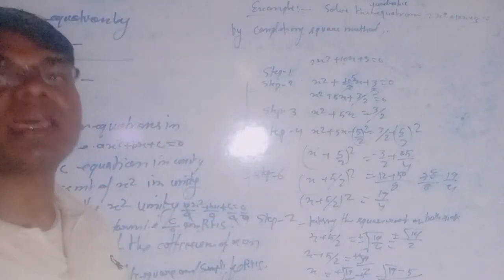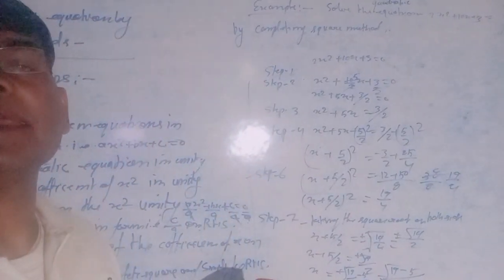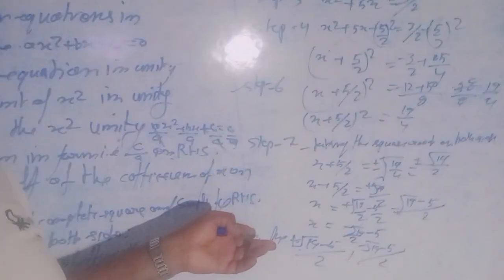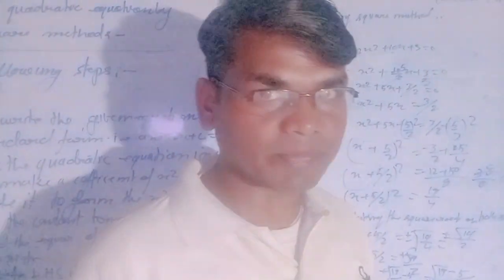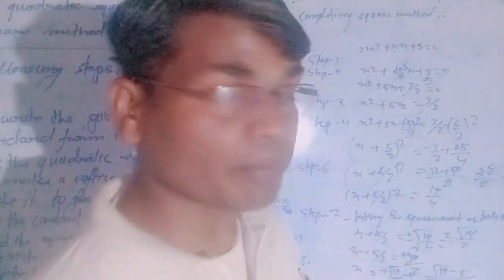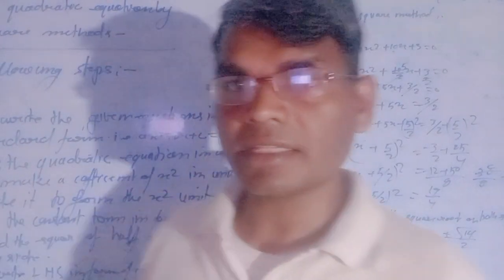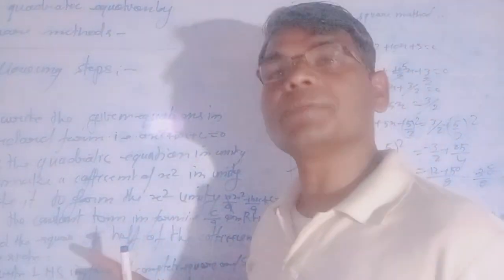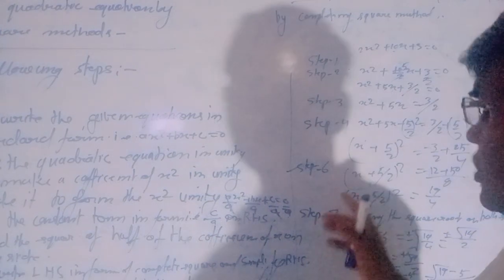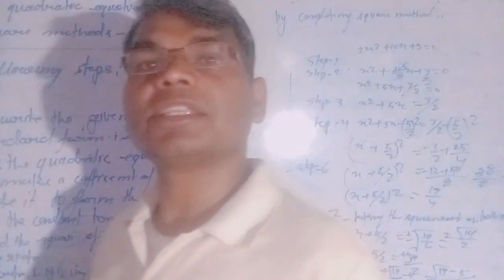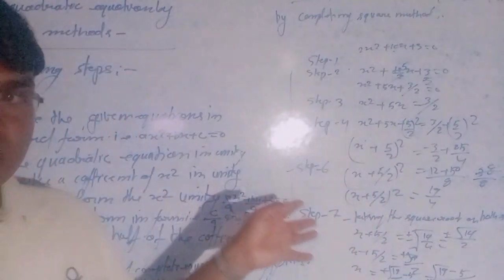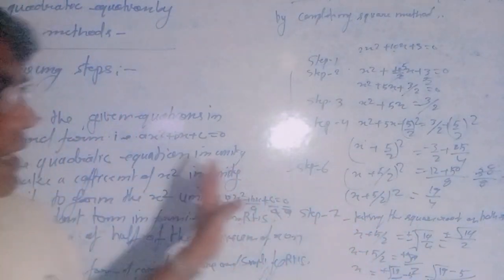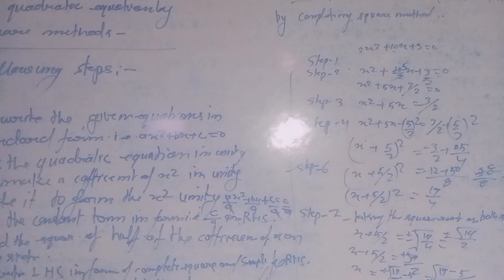This is the answer. In this way, we will solve all types of questions related to the quadratic equation. So this is the completing the square method, and with the help of this method we can solve any type of question that comes in front of us, whatever challenge arises.